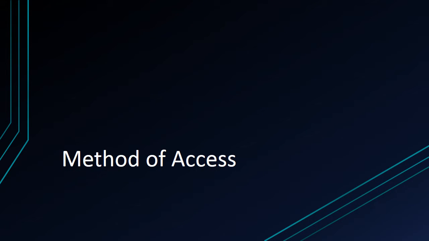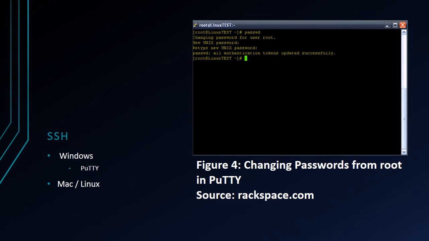The last feature that will be discussed is the method of access. The first of these options is SSH. This applies if your home server is a Linux box. For Windows, you will need to download a separate client, and one of these examples is PuTTY. For Mac and Linux, all you'll need to do is type in the command SSH along with the name of your server.